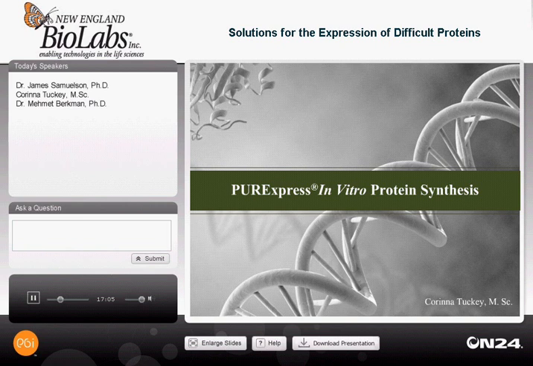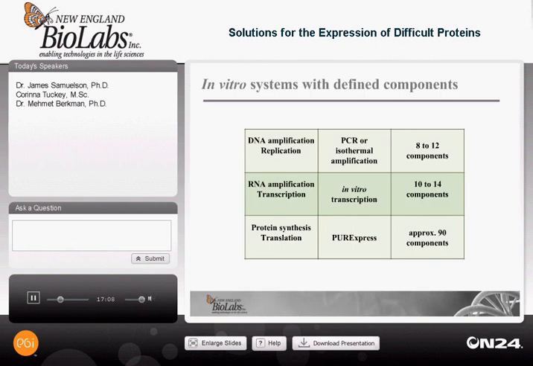The first slide that I want to show you today has to do with in vitro systems with defined components, and very common systems with defined components such as DNA amplification or PCR and RNA amplification such as in vitro transcription are widely used today and allow us to have more control and customization in these complex processes. These systems contain anywhere from 8 to 14 molecules, macromolecules, and small molecules.